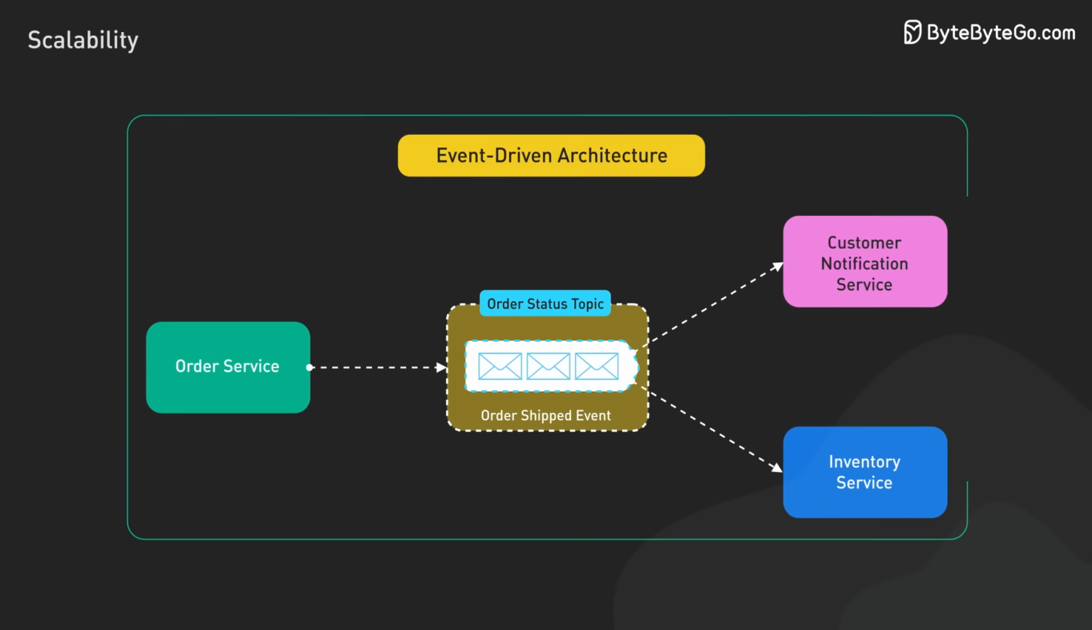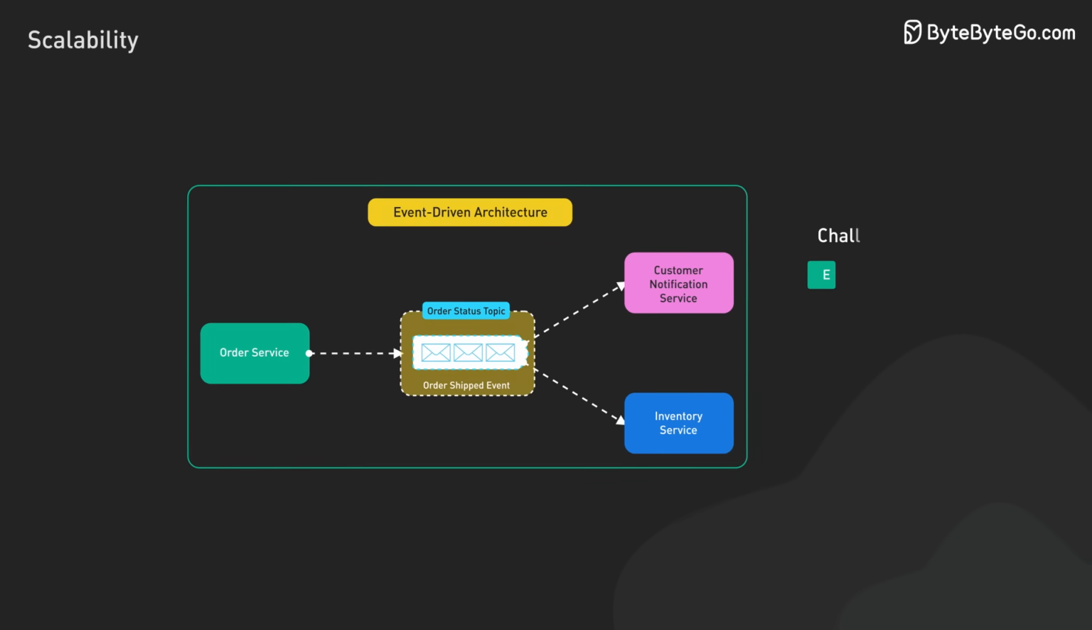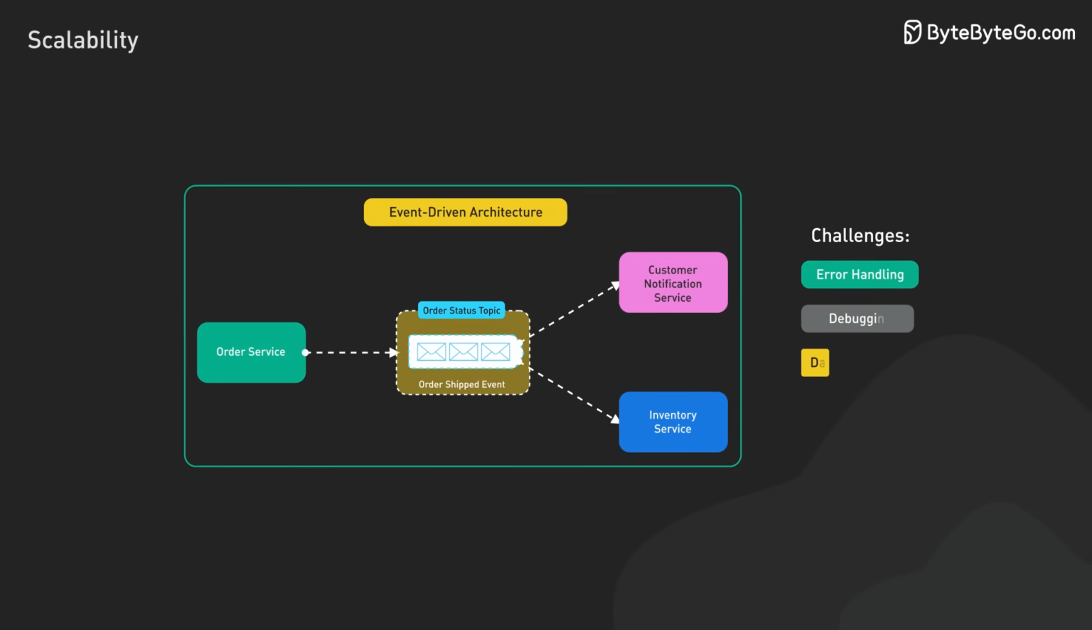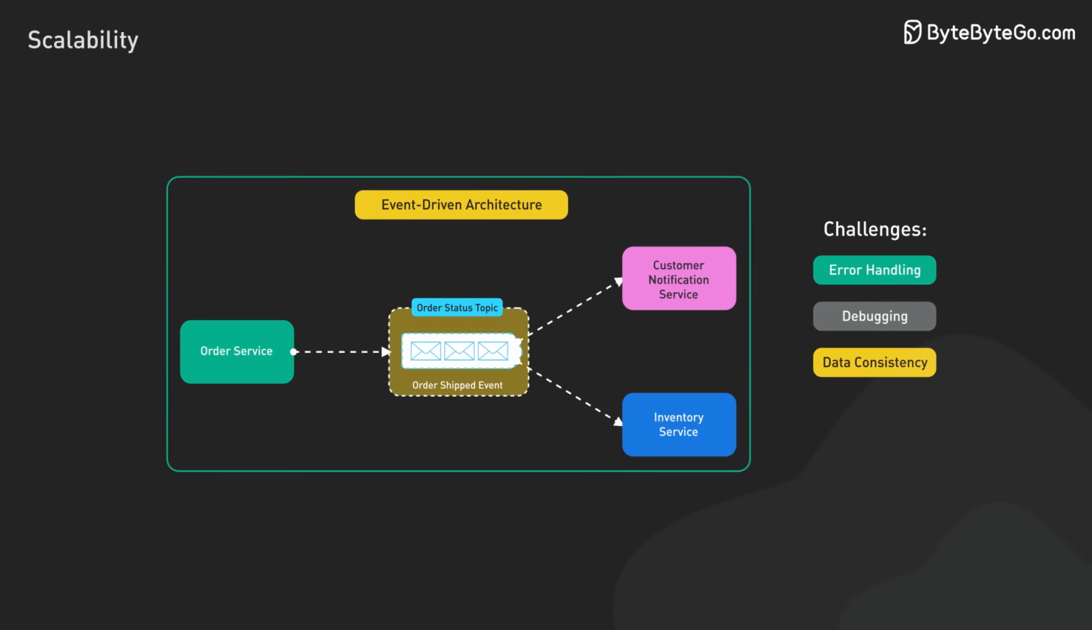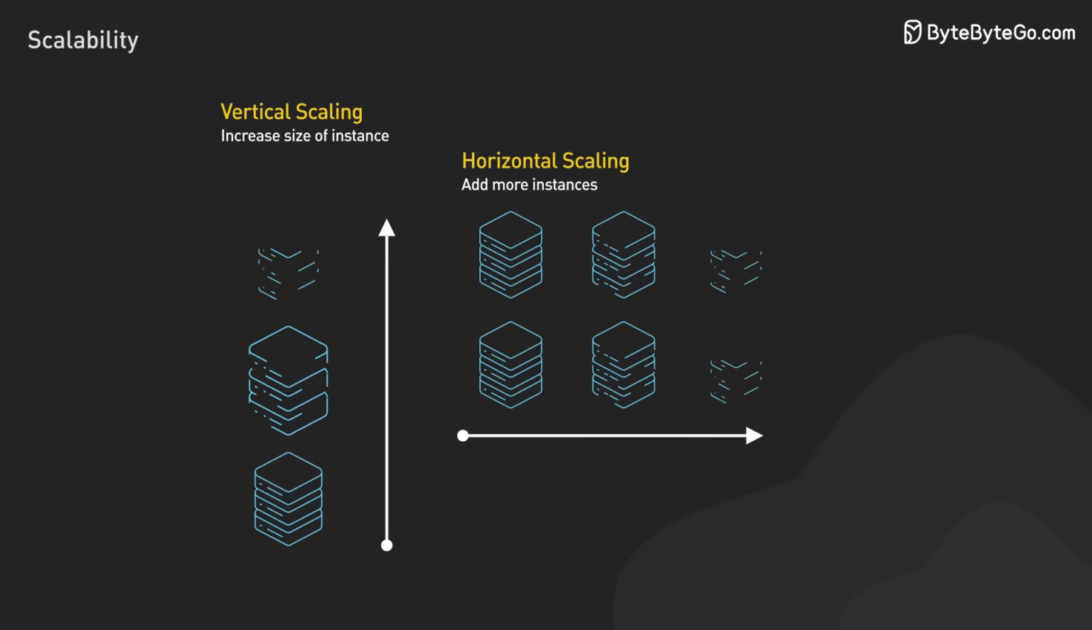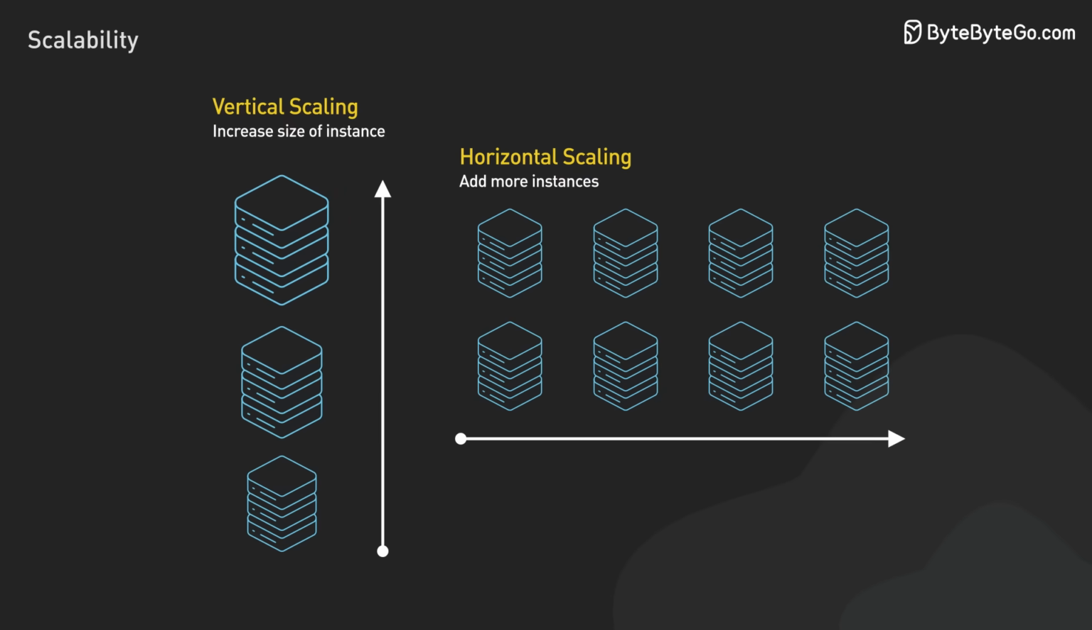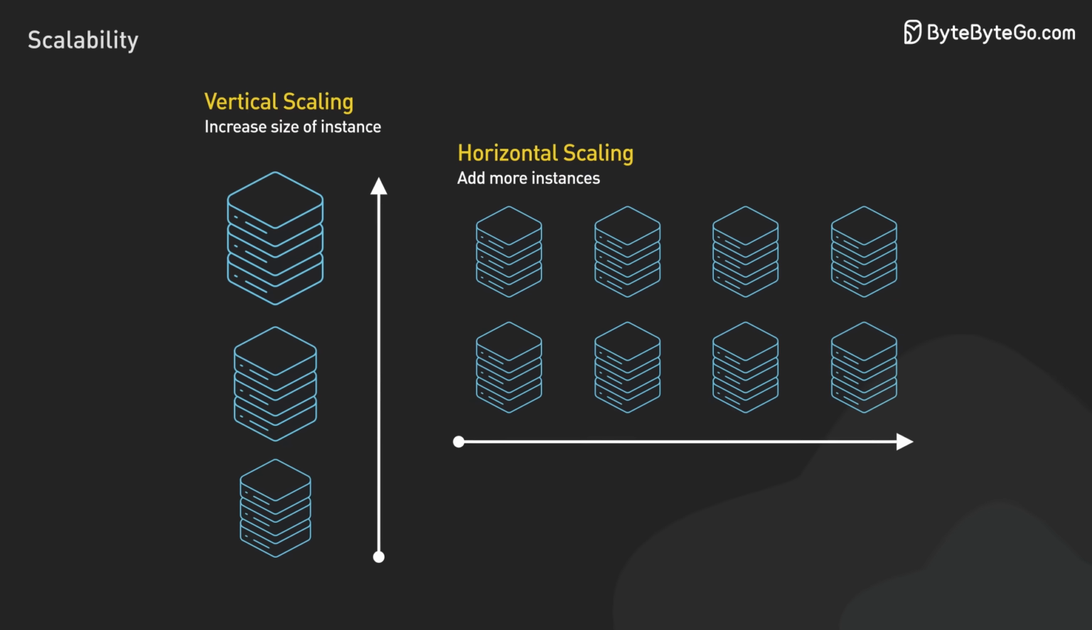However, asynchronous processing can introduce complexity in error handling, debugging, and maintaining data consistency, so it's crucial to design these systems carefully. When it comes to scaling strategies, we have two main options: vertical scaling and horizontal scaling.